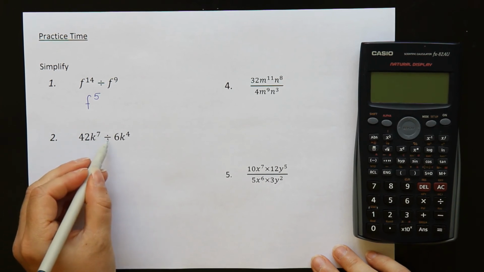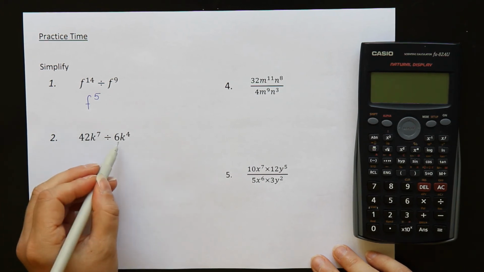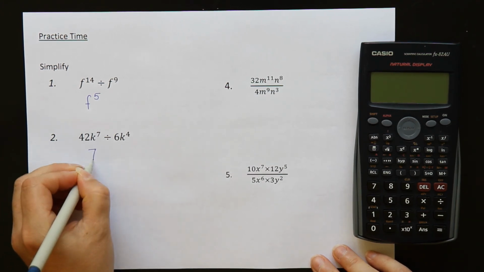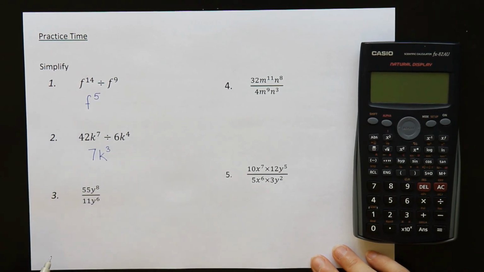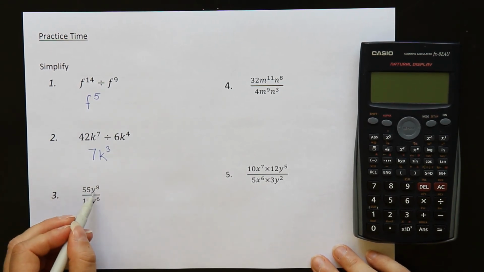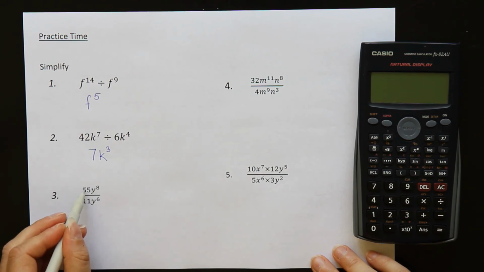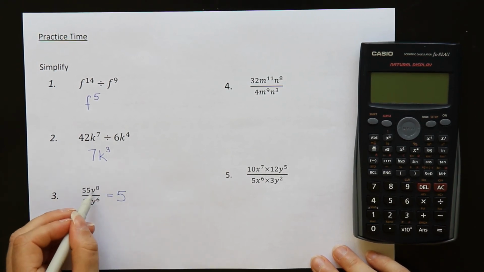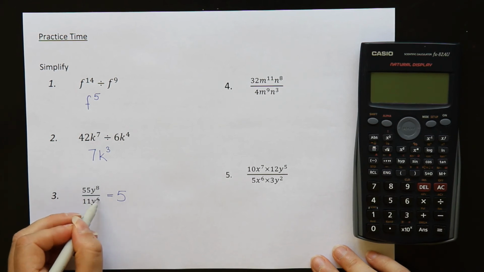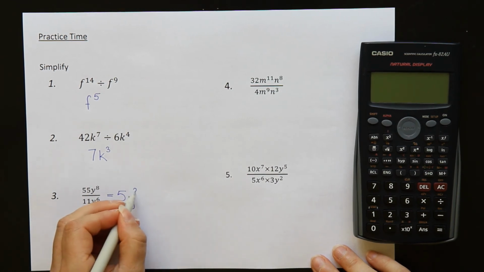42k to the power of 7 divided by 6k to the power of 4. Divide the numbers first. 42 divided by 6 goes 7 times. K is the base, and 7 minus 4 goes 3 times. 55y to the power of 8 over 11y to the 6. Divide the numbers first. 55 divided by 11 goes 5 times. Y to the power of 8 and y to the power of 6. Subtract the powers would make y to the power of 2.